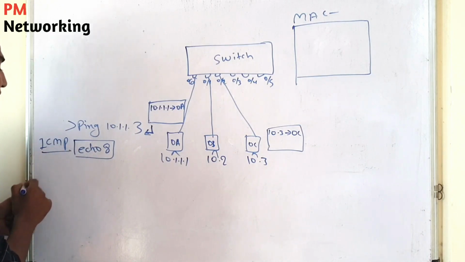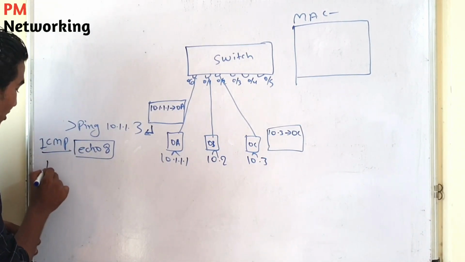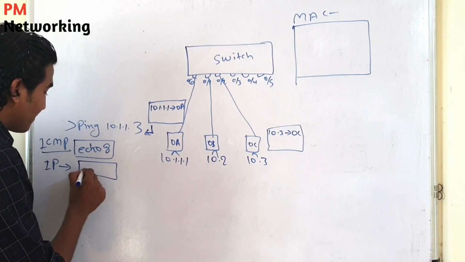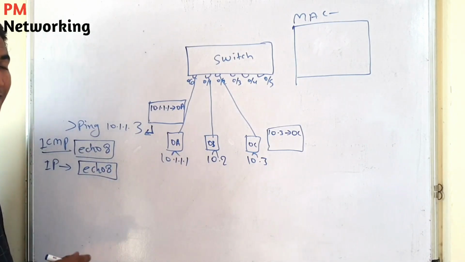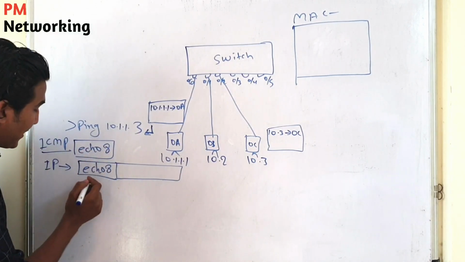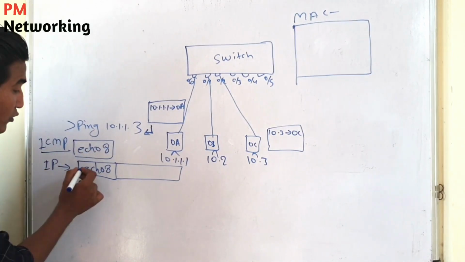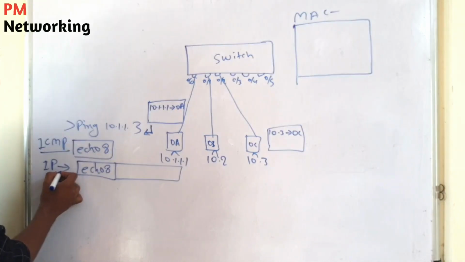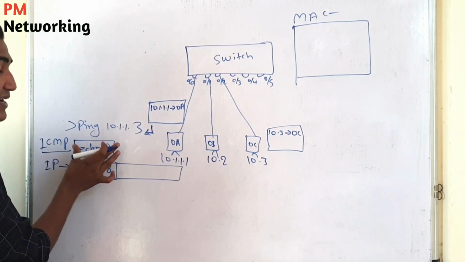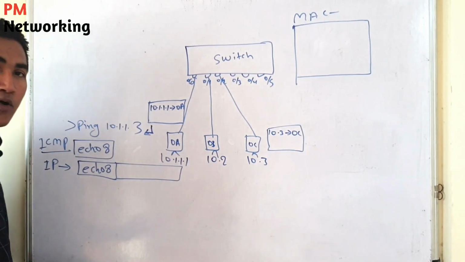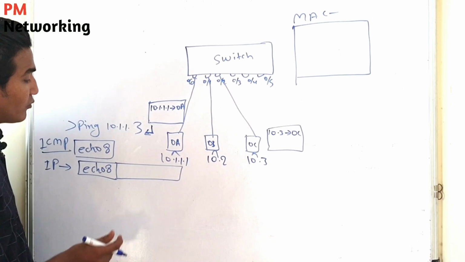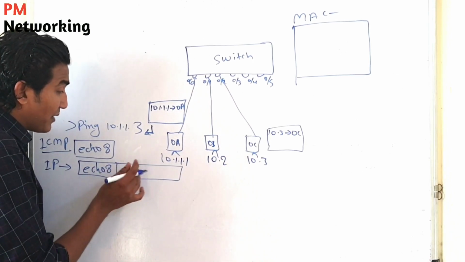Now ICMP will hand over this echo request to the IP protocol at layer 3. What will the IP protocol do? The IP protocol will add an IP header to this payload. This is the payload for the IP protocol, and the payload is ICMP, right? ICMP hands over an echo request to the IP protocol, and now the IP protocol is going to add a header, the IP header.